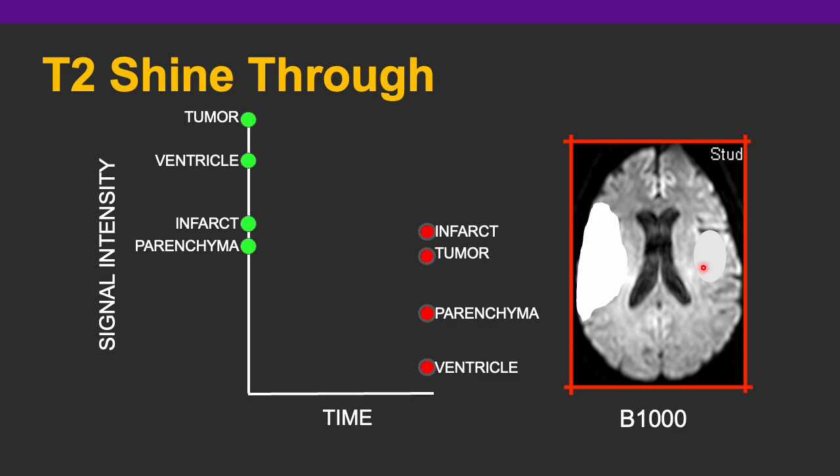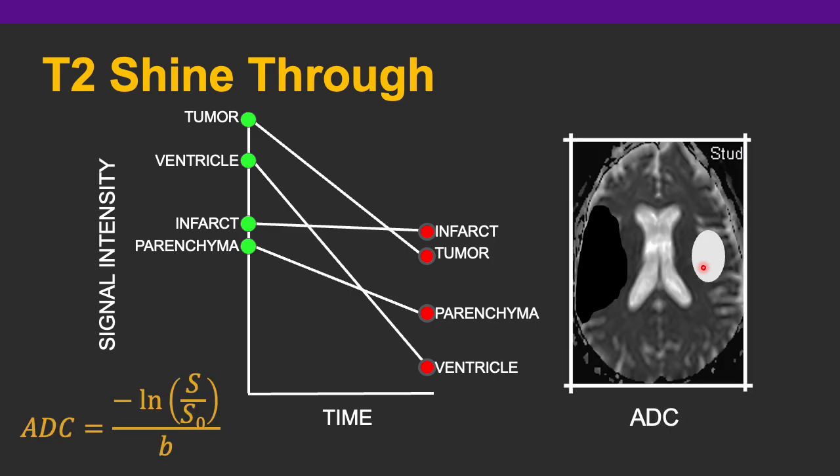However, when we look at it on the ADC map, we can see the change in signal intensity, indicating that diffusion of protons is not being restricted in this area. This is called the T2 shine-through, because the signal that you see on the diffusion-weighted imaging is a consequence of the initial high signal intensity on T2, not because of the restricted diffusion of the protons in that region.